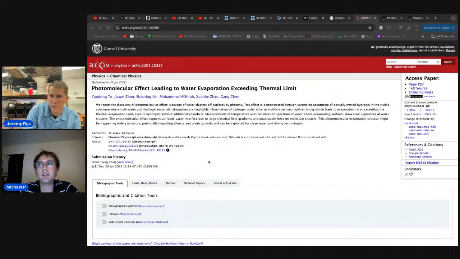So that's huge. Anyway, I just wanted to mention that. That's this photomolecular effect. There's going to be a ton of applications of this.